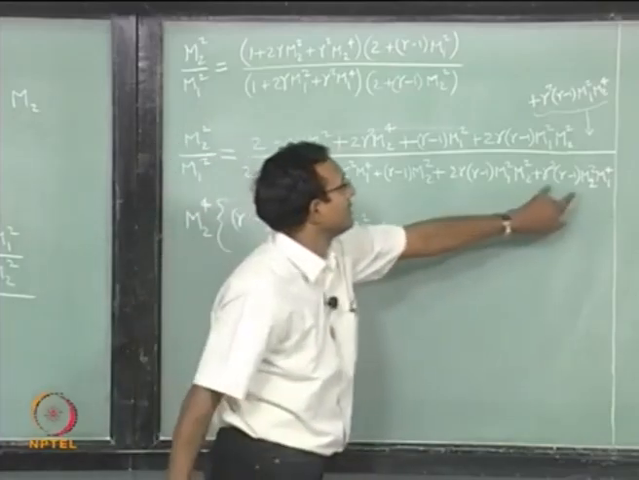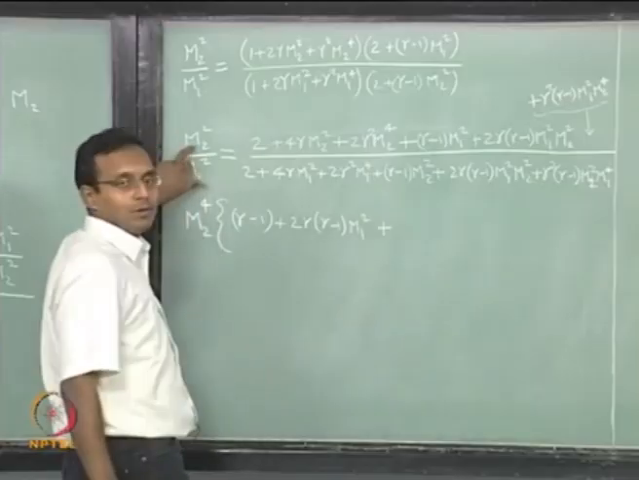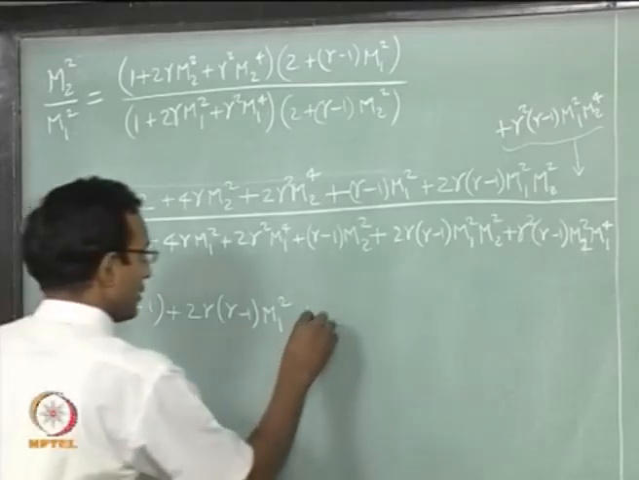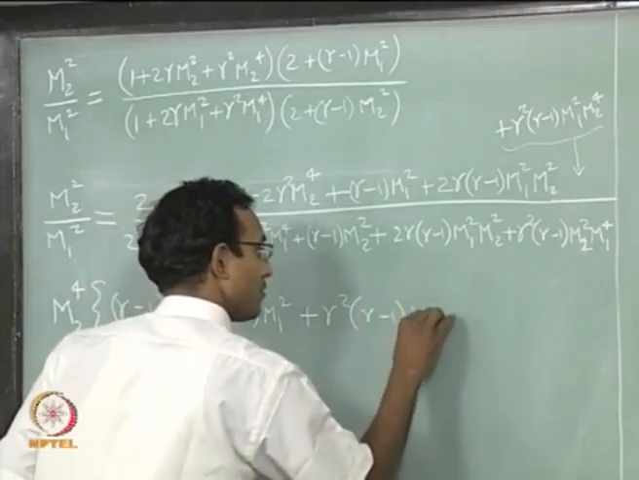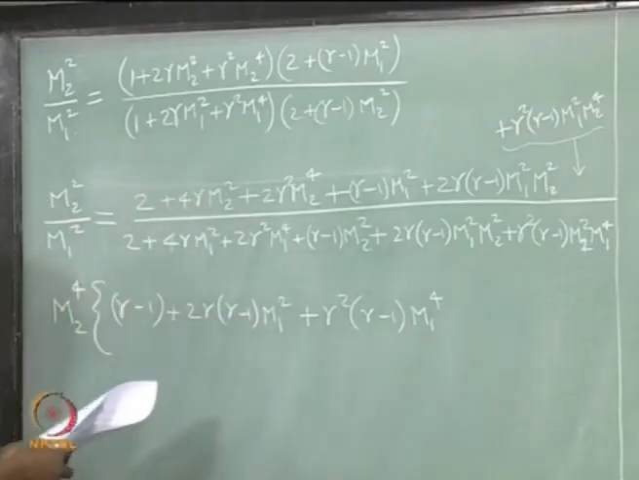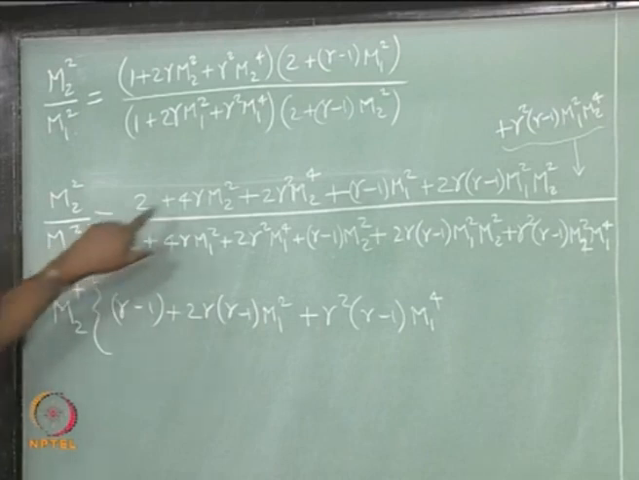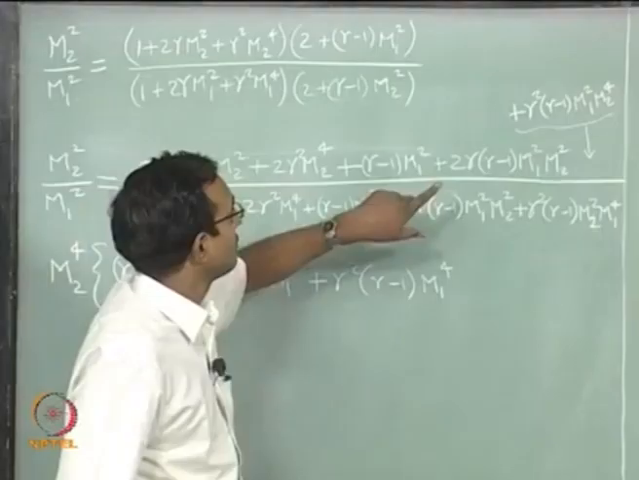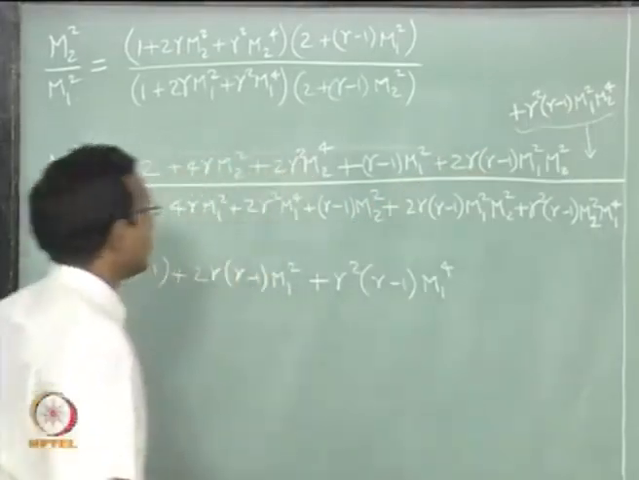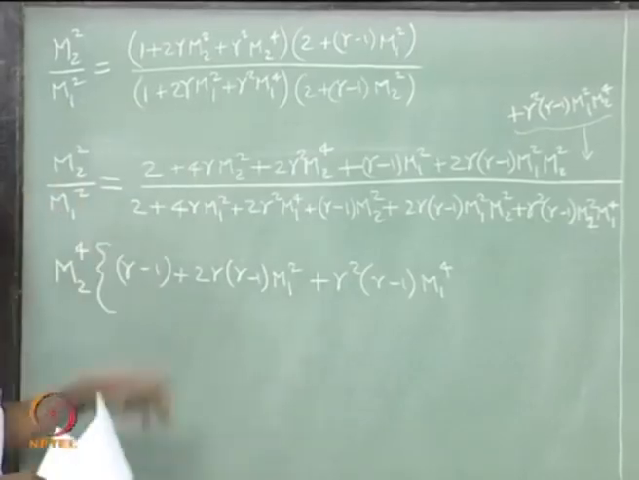So, I am going to have another m2 square sitting here, gamma square gamma minus 1 m1 power 4 multiplied by m2 power 4 it will come. This is all just coming from denominator multiplying m2 square. Now, I may have other terms coming m2 power 4 from here, that is this term and the last term, two terms have m2 power 4. And they will come to this side with a minus sign.